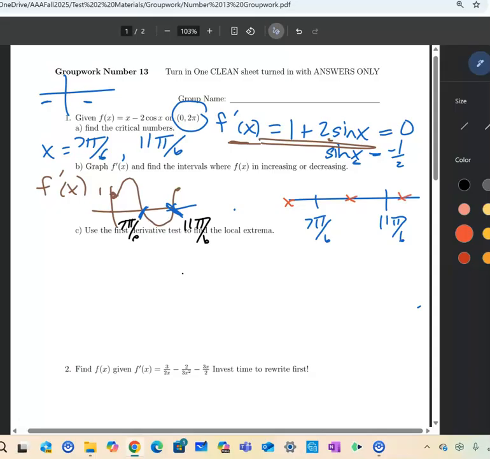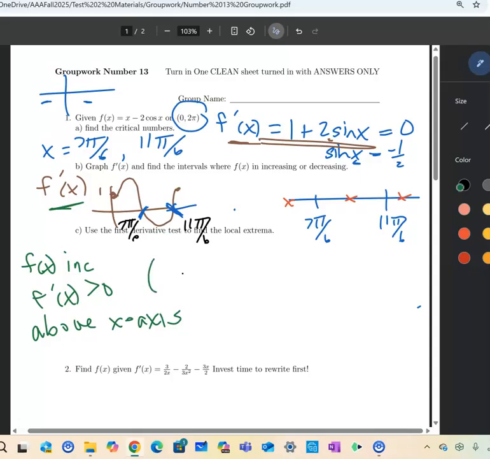So when it's increasing, I'm just going to use this graph here. When f of x is increasing, the f prime of x is bigger than 0. So that just means it's above the x-axis. And so when is this graph above the x-axis? Well, between 0 and 7 pi over 6, and then between 11 pi over 6 and 2 pi, right?